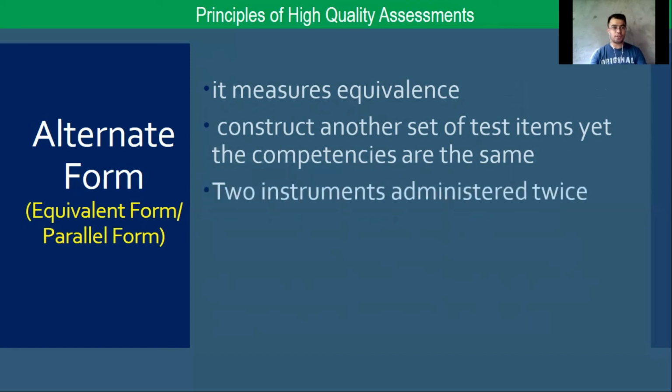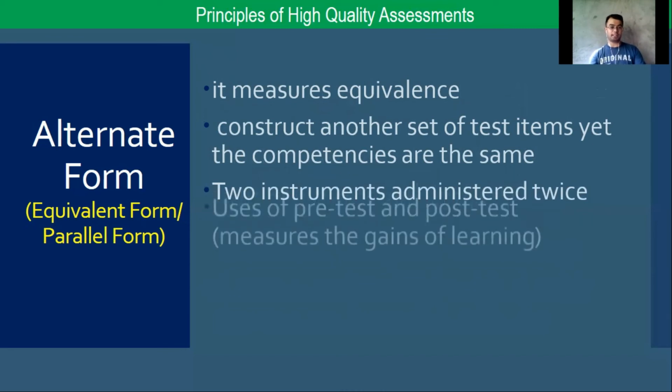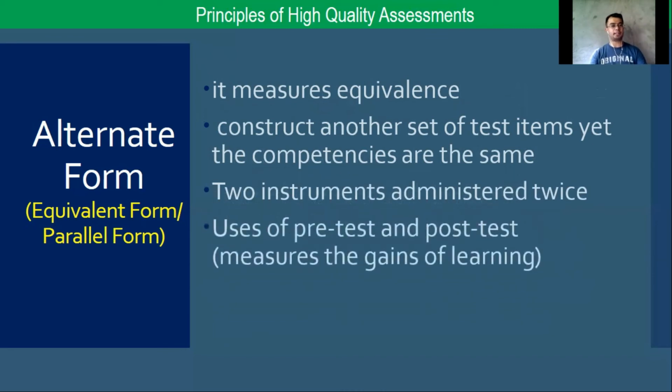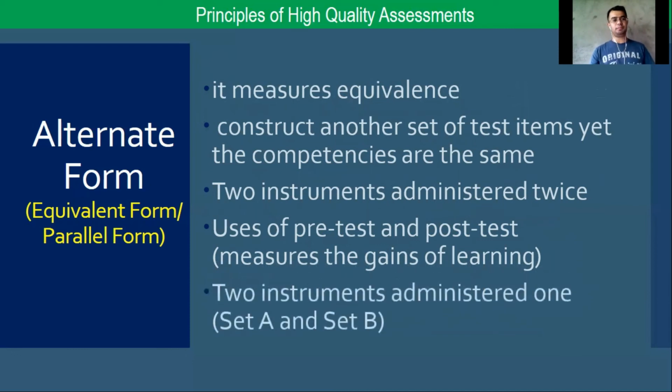And there are two instruments administered twice, like you are giving it as a pre-test and a post-test. So after a certain period of time on the post-test, all items in the post-test are new items, but the competencies and standards are the same. Or it could be two instruments administered once, meaning there is no pre-test. This is just a post-test, but there is a set A and set B.